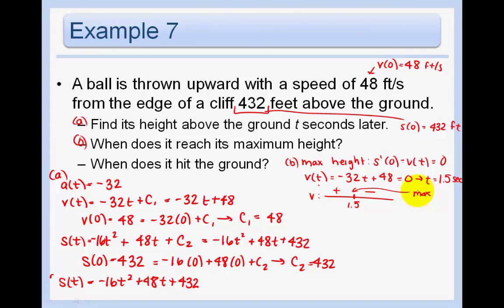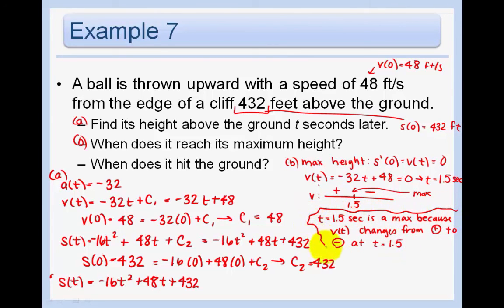So just to get you ready for how to write for the AP exam, we can say that t equals 1.5 seconds is a max because velocity changes from positive to negative at t equals 1.5. And so I'm going to tell you a lot more about how we have to write for the AP exam, but this is just preparing you.